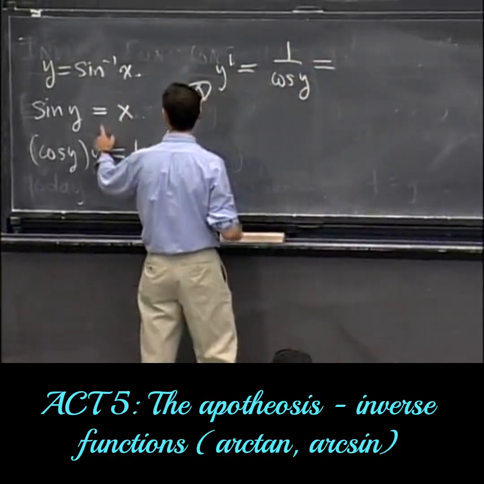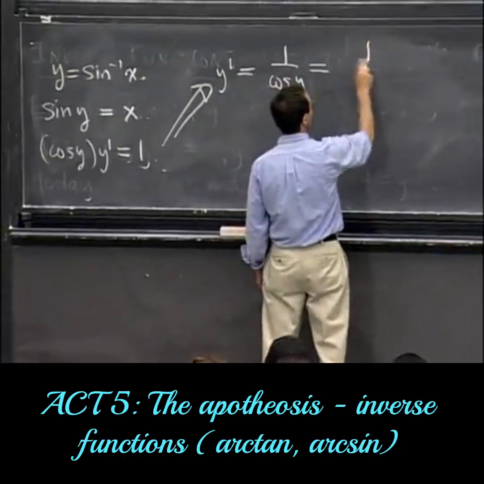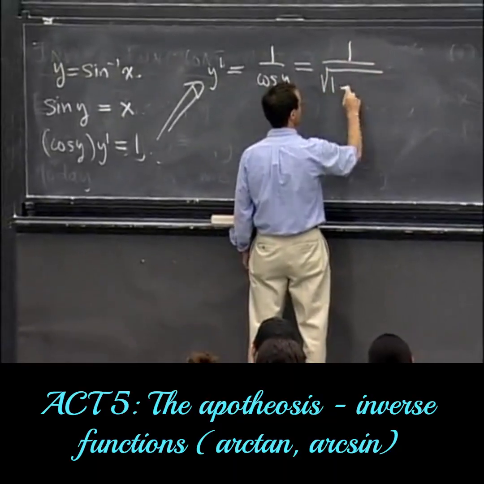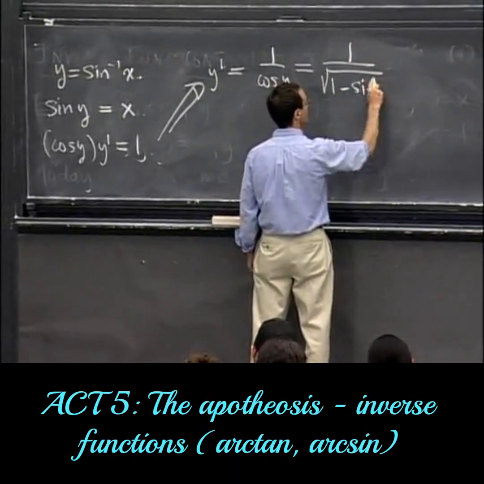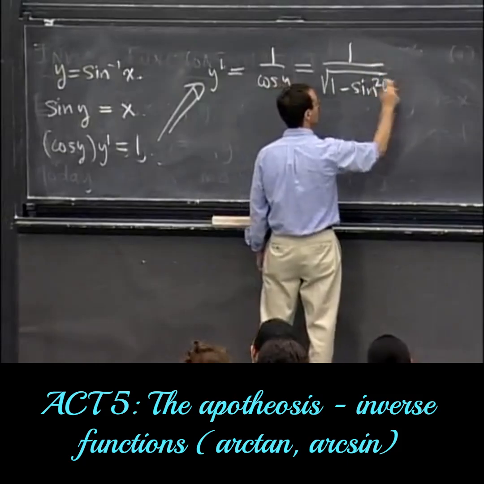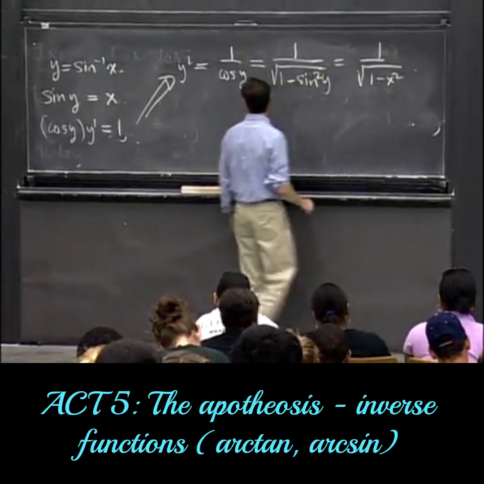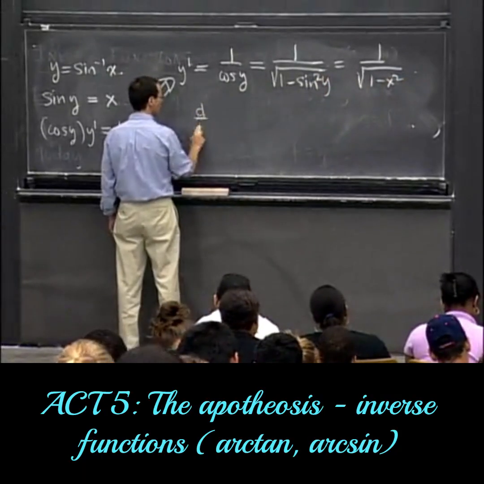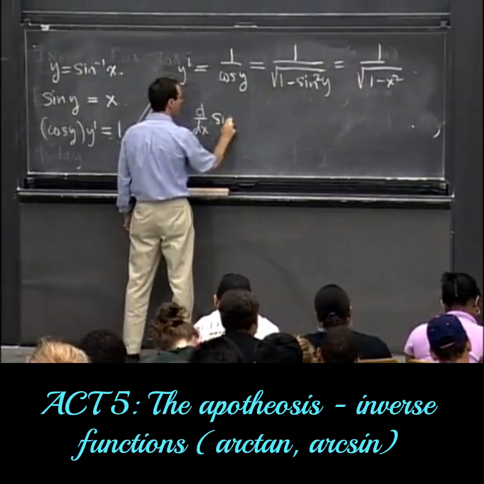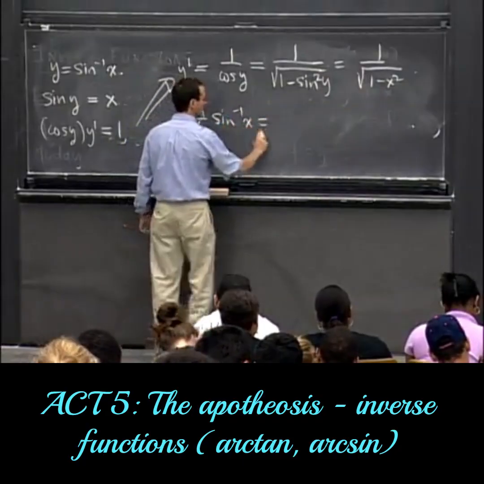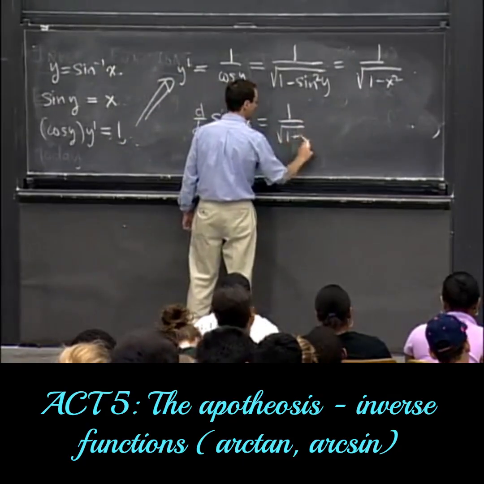And now to rewrite that in terms of x, I have to just recognize that this is the same as this, which is the same as 1 over square root of 1 minus x squared. So all told, the derivative with respect to x of the arc sine function is 1 over square root of 1 minus x squared.